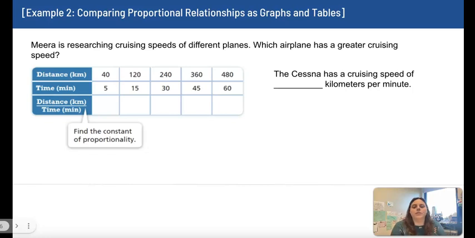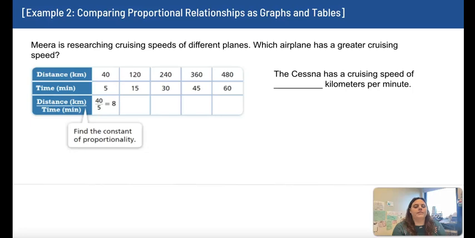Let's look at another example comparing graphs and tables. Mira is researching cruising speeds of different planes. Which airline has a greater cruising speed? Here we have a Cessna, which has a cruising speed that we are going to figure out by taking the distance divided by the time.